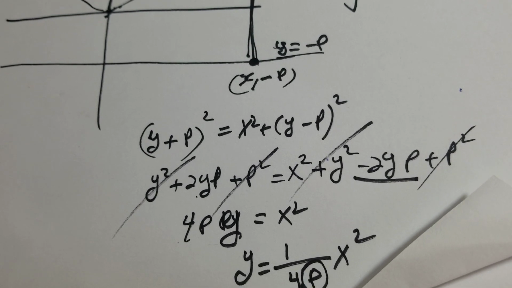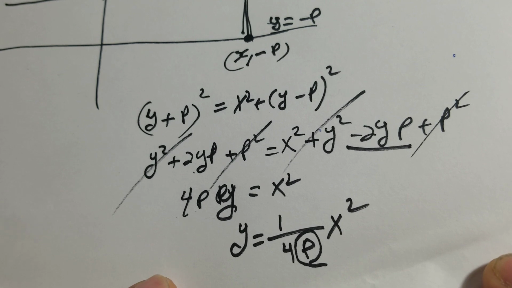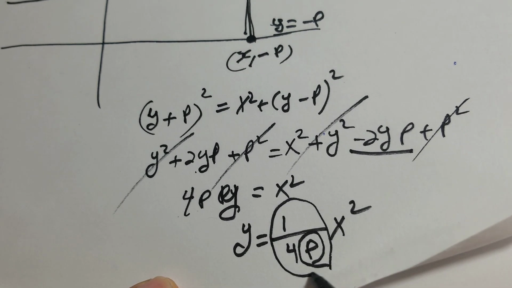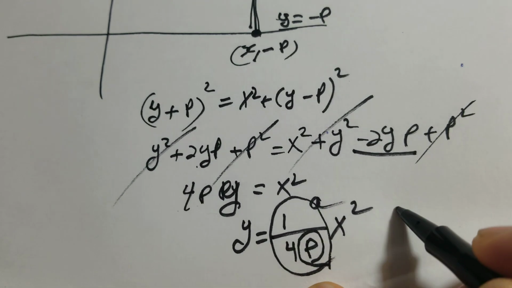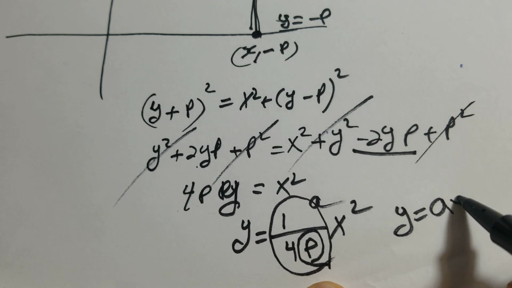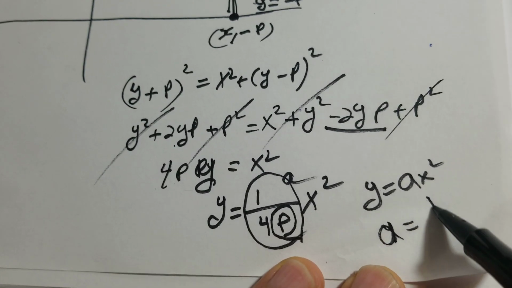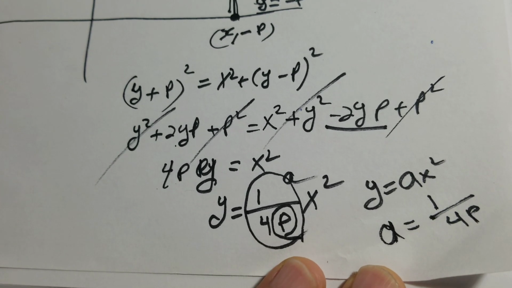And what is that p? It is the distance from the vertex to the focal point. If you remember in college algebra, we called the whole coefficient a. Therefore, really that's y equals ax squared. And in this case, really your a is 1 over 4p.